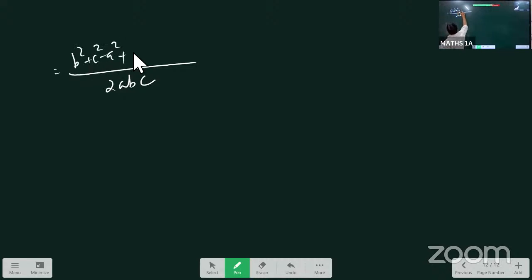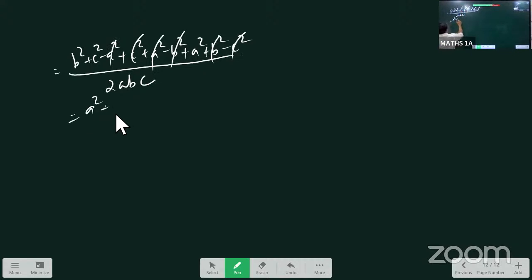plus C square plus A square minus B square plus A square plus B square minus C square. Correct? Now one B square, one B square, one C square, one C square, one A square, one A square cancel. So what is left out? A square plus B square plus C square by 2ABC. That is left out. Is it clear?